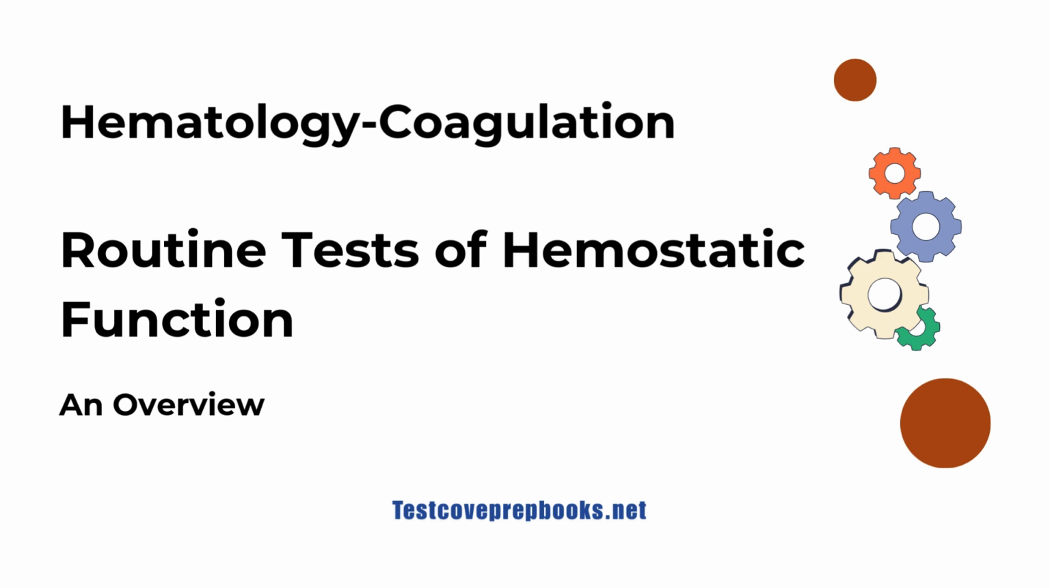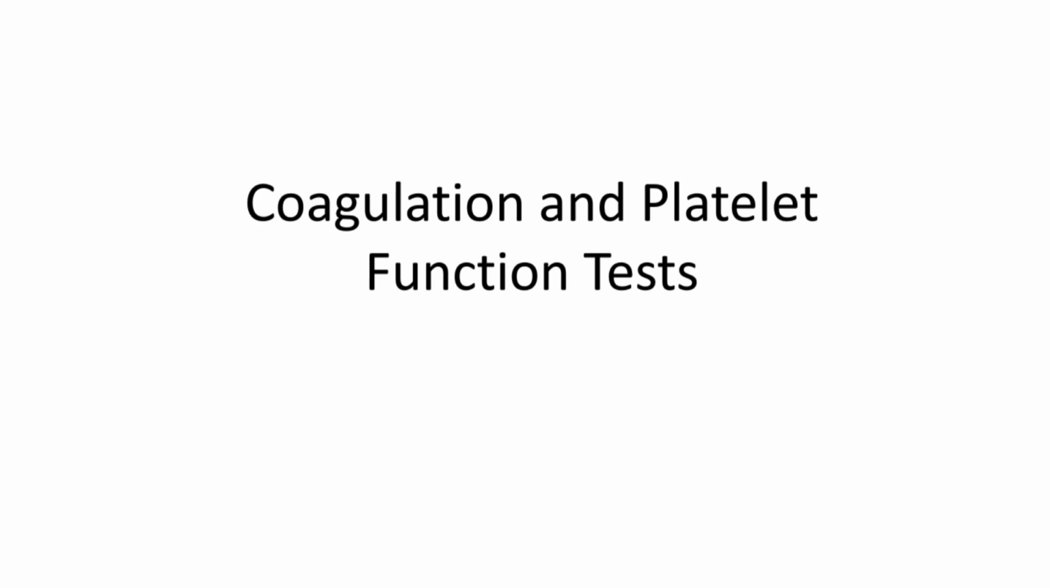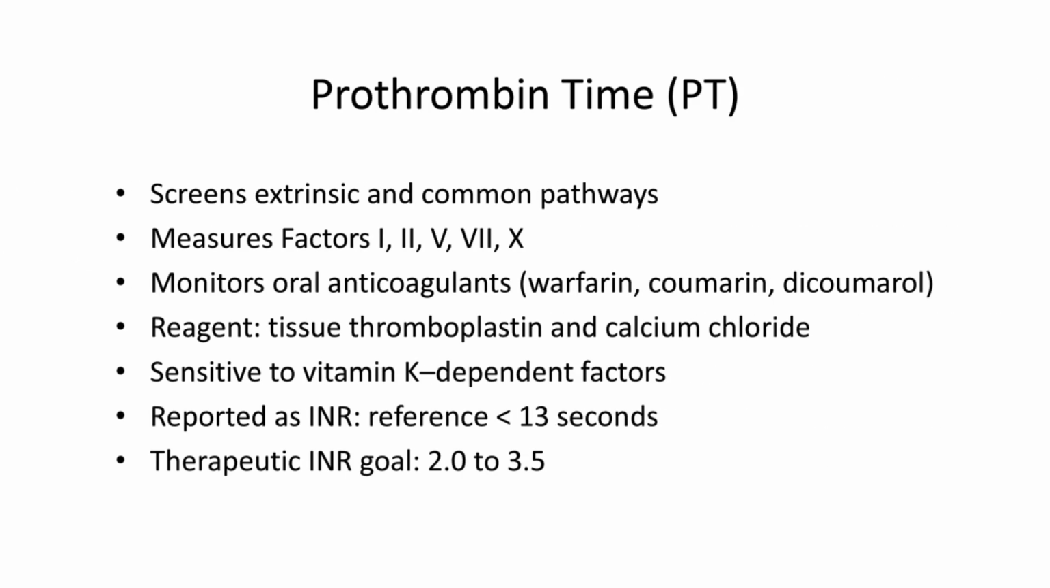Now let's review the major coagulation and platelet function tests. The prothrombin time screens for the extrinsic and common pathways. It measures factors 1, 2, 5, 7, and 10. It is widely used to monitor patients on oral anticoagulant therapy, such as warfarin, coumarin, or dicumarol.